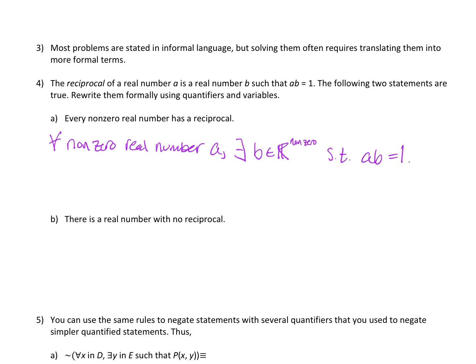And then B, there is a real number with no reciprocal. If I wanted to state that more formally, it's not true, but we can still state it formally. There is a real number with no reciprocal. We would say there exists an X in the reals such that for all Y's in the reals, X times Y is not 1. So it says that we can find a real number X such that if we search all the reals, we cannot find a reciprocal.